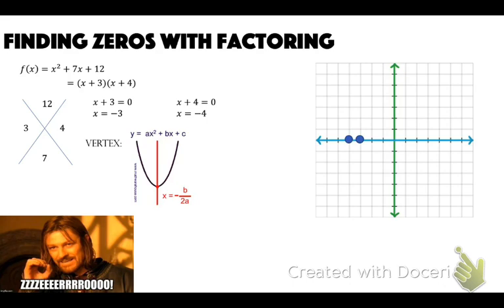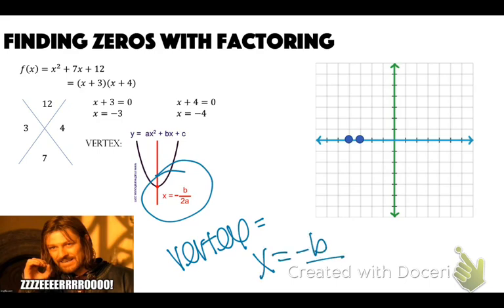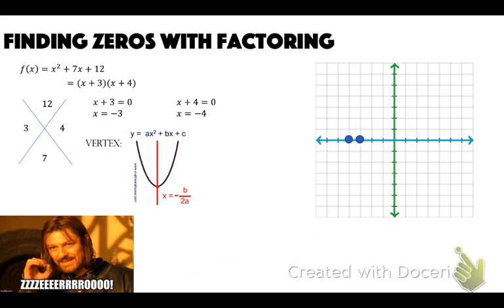So the vertex is x equals negative b over a. Write this down. So what you should write is that the vertex is x equals negative b over 2 times a. Okay, write this down. Very important. So the b value here is 7 and a is 1. So this is going to be x equals negative 7 over 2 times 1, which is negative 7 halves, which is the same as negative 3.5. So it's going to be right between those two.